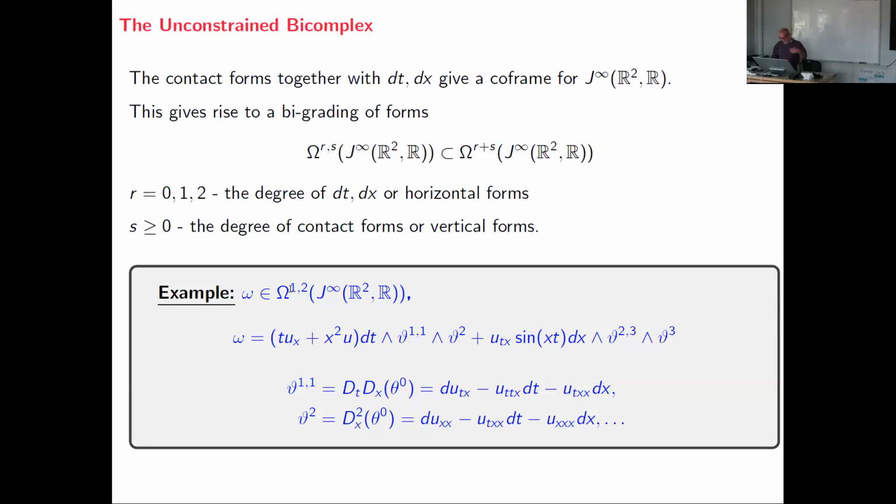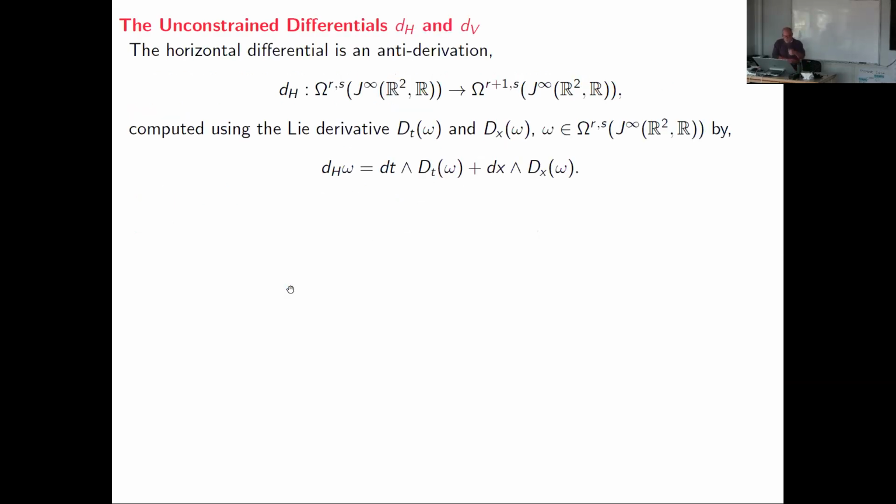And I'll keep repeating the meaning of these numbers for people that aren't familiar with it. If you're familiar with it, it's easy to remember. If you're not, it's like, what does that one mean again? So anyway, on the bicomplex, there are 2 differential operators, and one is the so-called horizontal differential operator, dH, and it shifts the horizontal degree by 1.